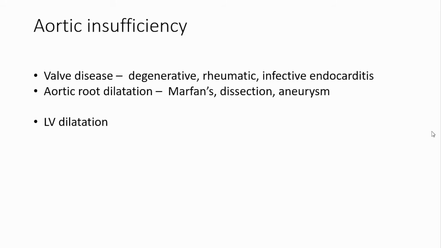Aortic insufficiency: the causes may be primary due to valve disease like degenerative, rheumatic, or due to infective endocarditis, or it may be secondary to aortic root dilatation in cases of Marfan's or aortic dissection or aneurysm. It is usually associated with left ventricular dilatation.